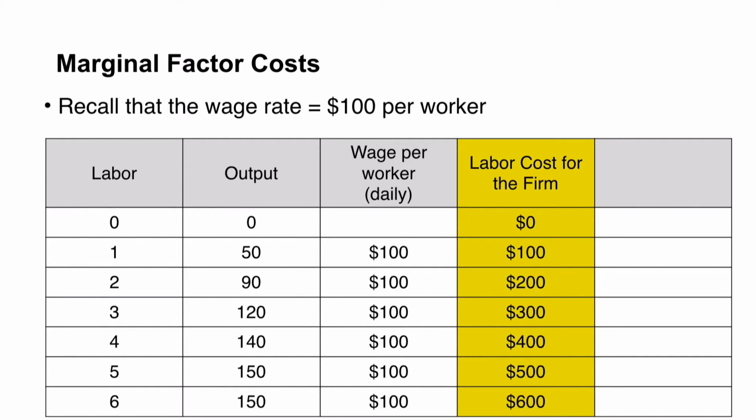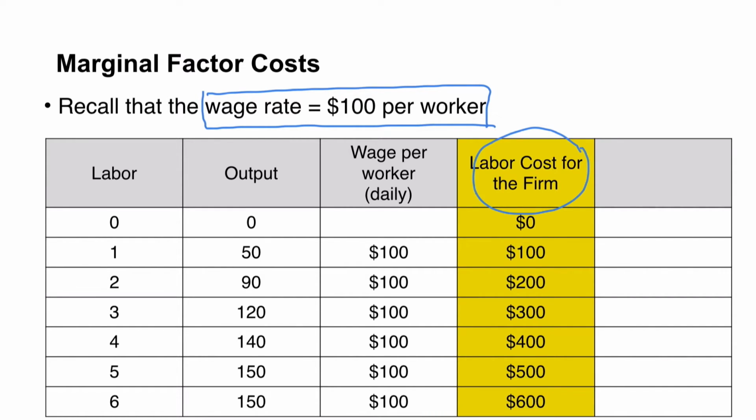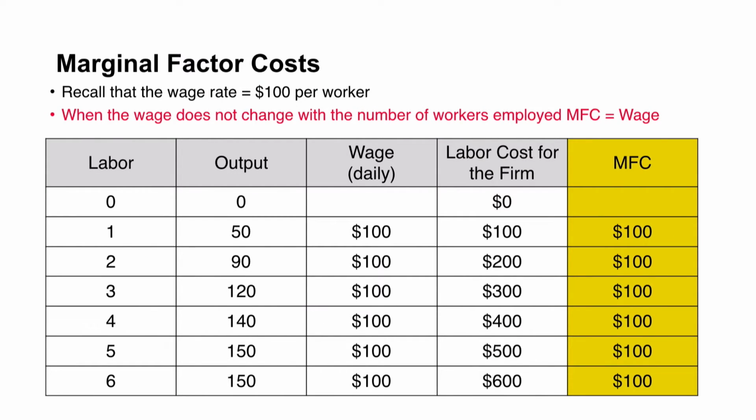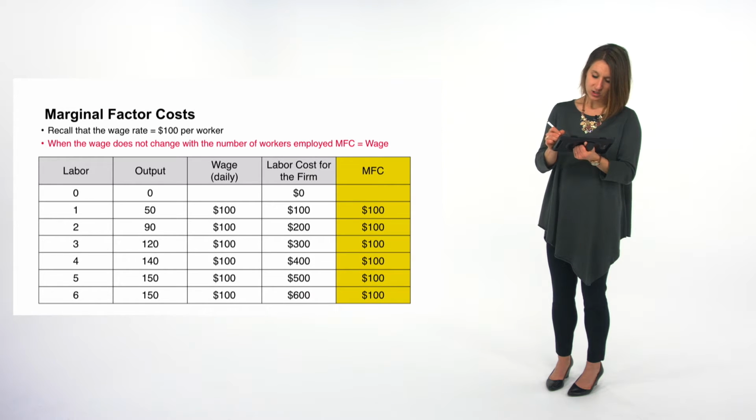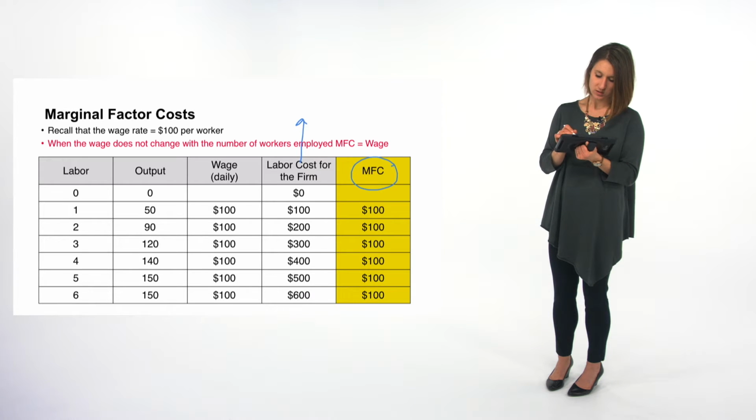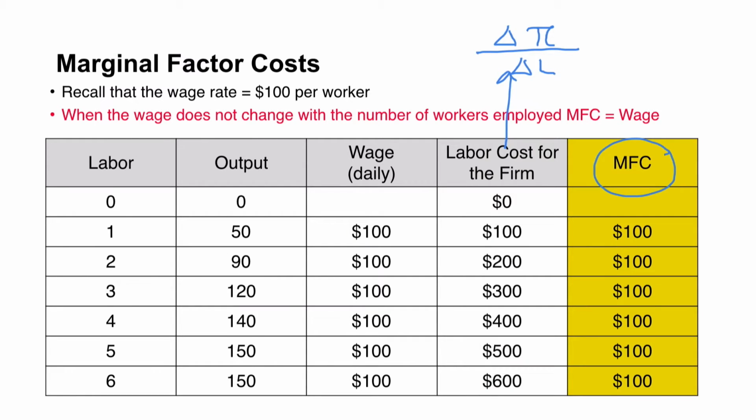So let's look at an example here. Recall that the wage rate is equal to $100 per worker. So that tells us that the labor cost that the firm faces for each additional worker that it hires is $100. The total additional costs can be shown here. $100 times one worker gives us a cost of $100. 5 workers times $100 in wages costs the firm $500 in total. So what we see is that the marginal factor cost, when we look at the total cost, or the labor costs to the firm, the change in the total cost divided by the change in the labor, this column, the marginal factor cost, is exactly equal to our wage rate.